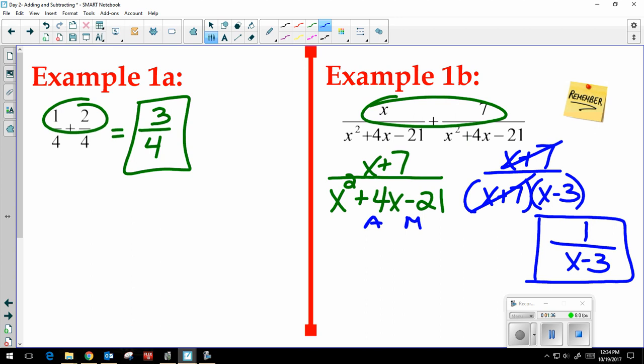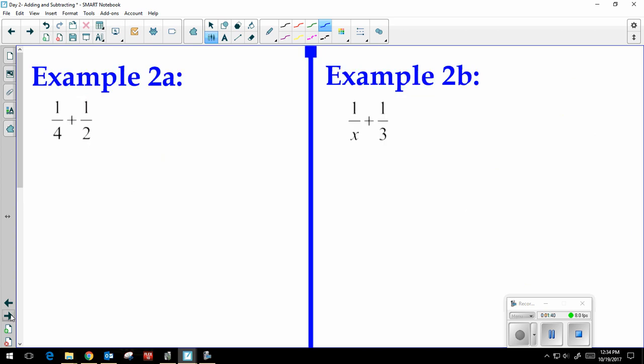So this is when I have like denominators. Now let's take a look at what happens when I have unlike denominators. So let's work with the numbers first. 1/4 plus 1/2. So I want to make both of my denominators the same so I can follow that rule that we were just using. So I'm going to keep the 1/4 and then I'm going to multiply by what's missing to get me a common denominator. So this fraction is missing a 2 because 2 times 2 would give me a denominator of 4.